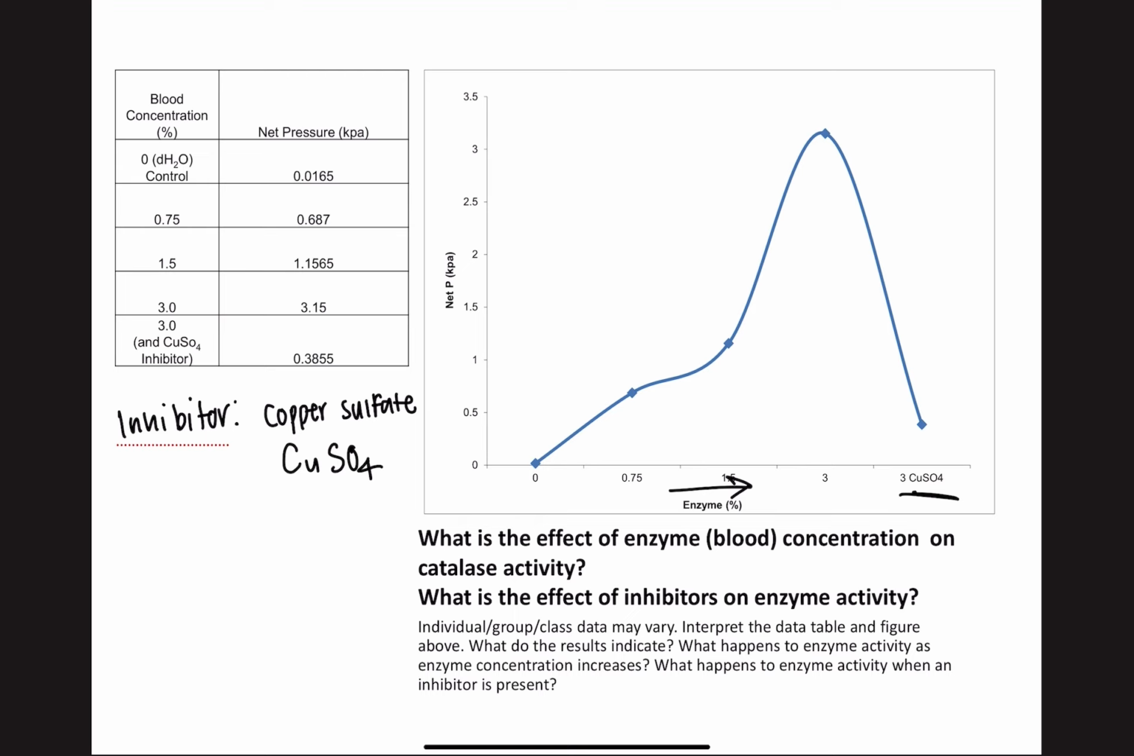So when we added our copper sulfate, our enzymatic activity decreased significantly. And that is because that inhibitor either blocked the active site or it altered the enzyme structure, making it unable to bind to the substrate effectively. Remember that an enzyme inhibitor can work through competitive or non-competitive manners.